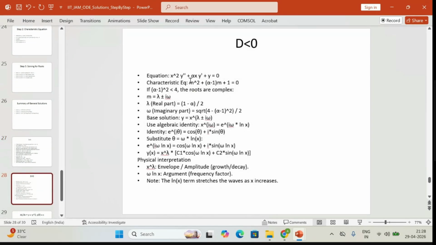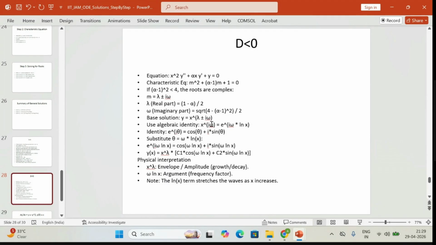So this is the characteristic equation. So m equals lambda plus i omega. Lambda is the real part, that will be (1 minus alpha) by 2. Omega is the imaginary part, which is given by this. So the base solution is y equals x to the power lambda plus or minus i omega.